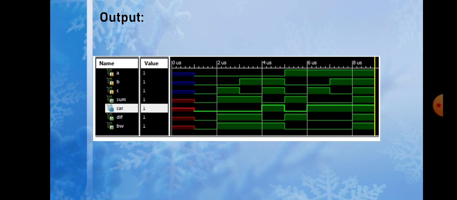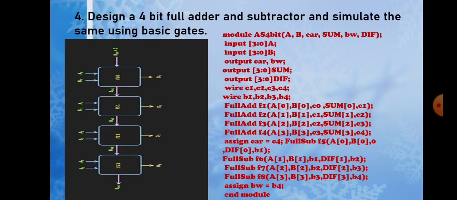For this code, you can see the output here. A equals 1, B value is also 1, C value is also 1, and the sum is 1, whereas carry out is 1, difference is 1, borrow out is also 1. You can also observe the thin and thick line differences here. So here ends the 5th lab assignment.